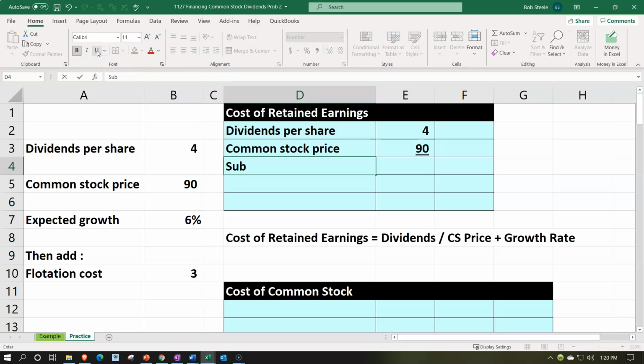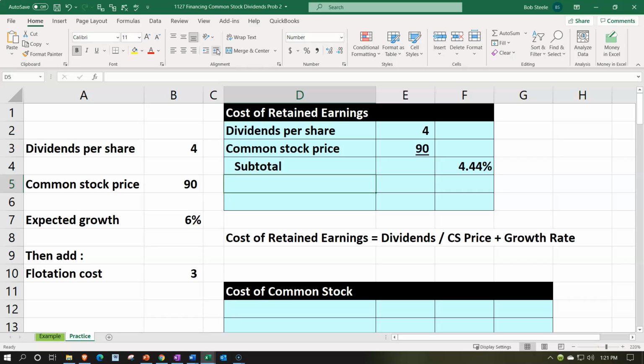I'm just going to call it subtotal. It's the total below the calculation, which is going to be the $4 divided by the 90. Subtotal, if we go to the numbers group, percentify, add a couple decimals. I'm going to indent the subtotal, alignment group, indent: 4.44%. Now we're going to add to that. We could think about that as kind of the cash flow situation of it.